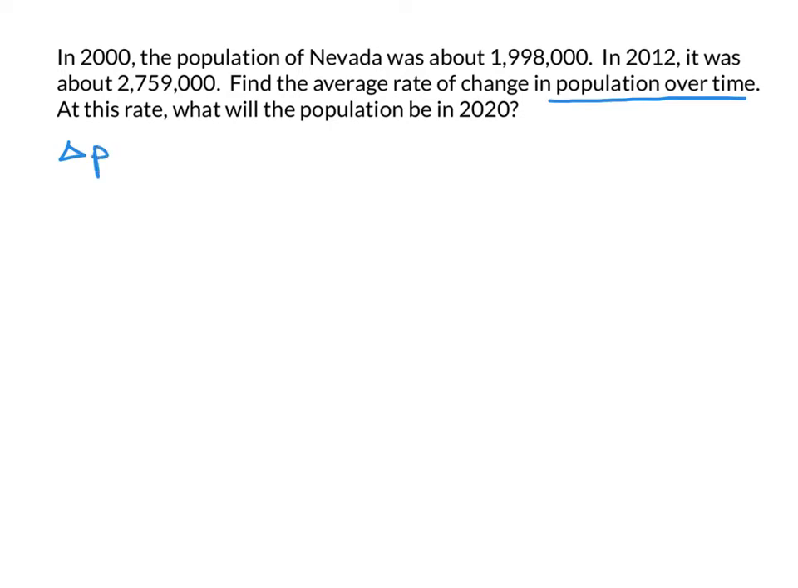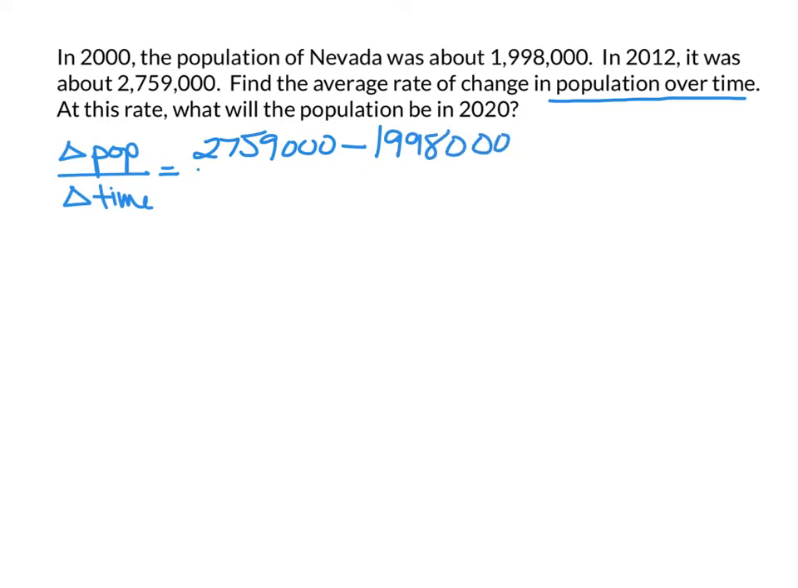And this tells us we want to find the change in population over the change in time. To calculate that, all we have to do is see how it changed from 2000 to 2012. Well, in 2012, the population was 2.7 million people. To find how big of a change that was, we'll take away the starting amount, that 1.9 million. We'll do the same thing with time, so that we match them up. In 2012 is when there was 2.8 million people. We'll subtract off the starting time, which was 2000.